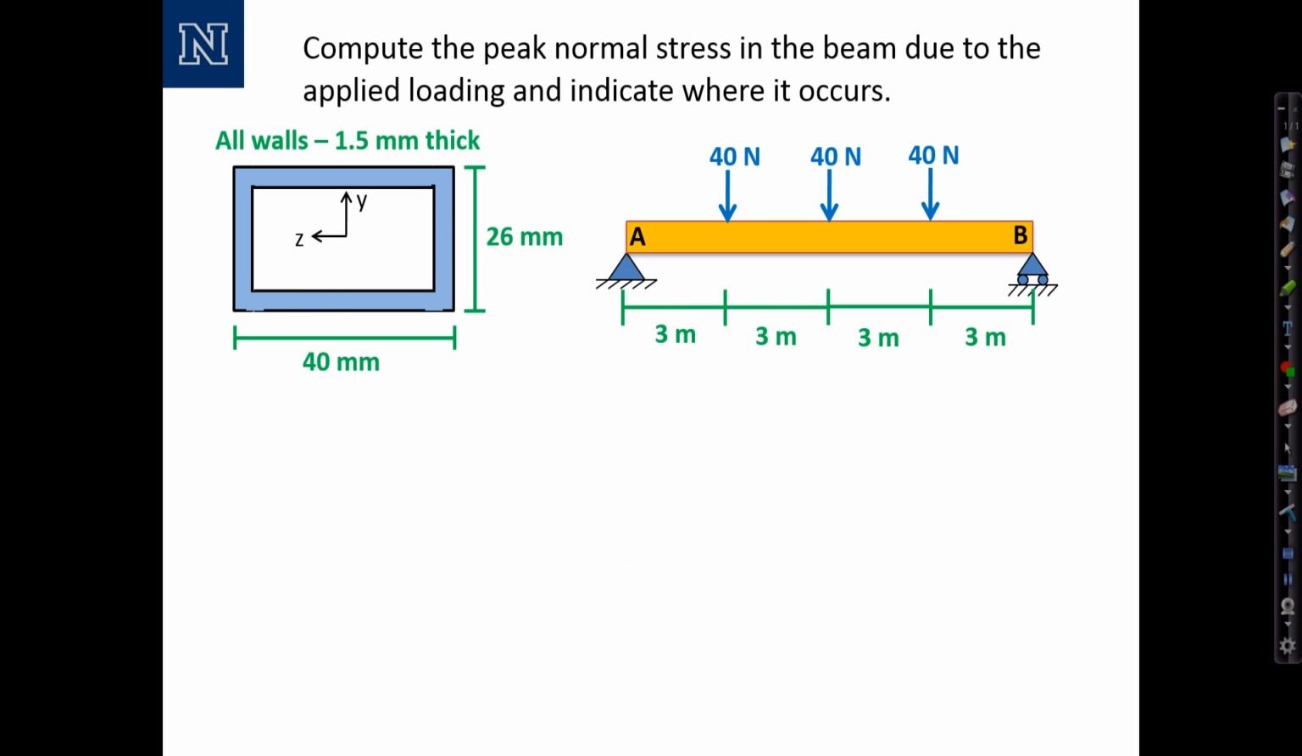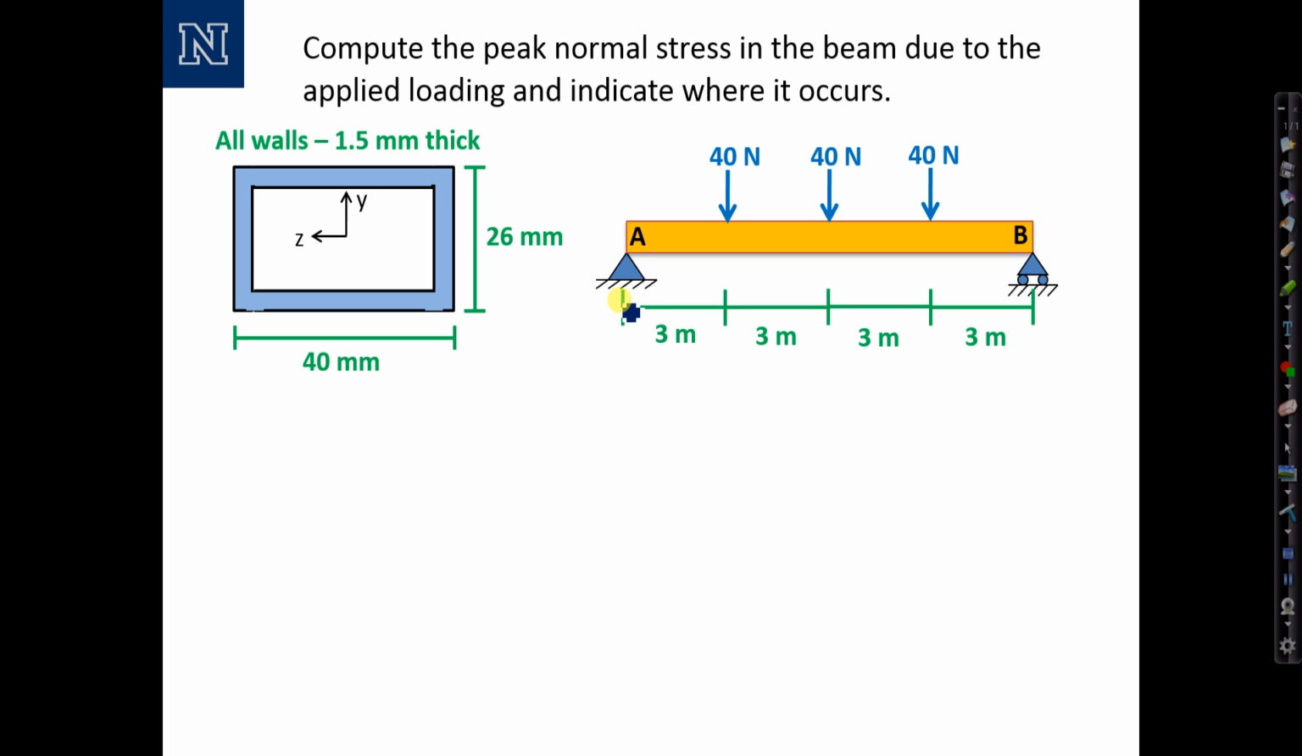We're asked to compute the peak normal stress in the beam due to the applied loading and indicate where it occurs. The section is a hollow rectangular section, and the beam is a simply supported beam with a series of point loads as shown. In order to solve this problem, we need to figure out where the maximum moment in the beam occurs, so we'll need to draw a shear and bending moment diagram. Then we'll need to compute the moment of inertia for the section and compute the peak stress at the top or the bottom of the section. We'll start by evaluating the shear and bending moment diagram.